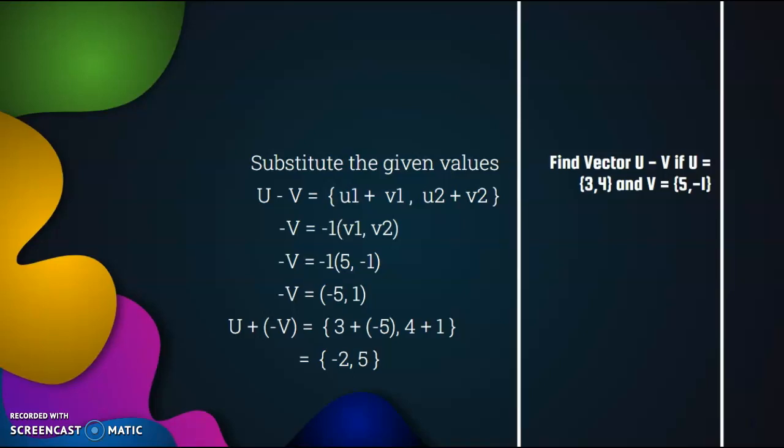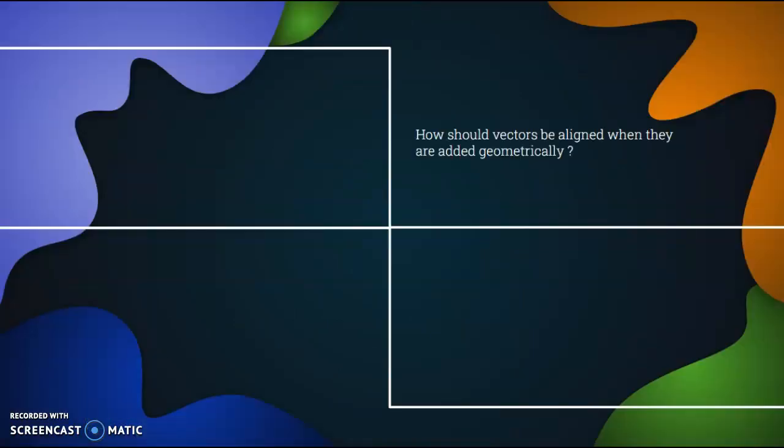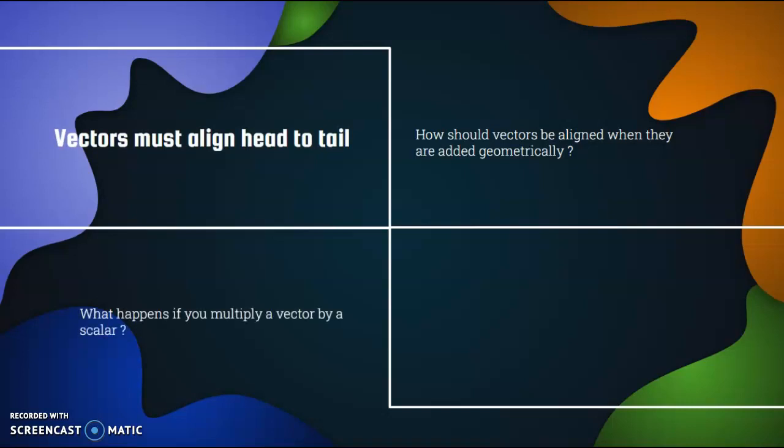So now on to some questions. These are communication questions. How should vectors be aligned when they are added geometrically? The answer to that is that they must be aligned head to tail. For the next one, what happens if you multiply a vector by a scalar? What do you get? It results in a collinear vector.